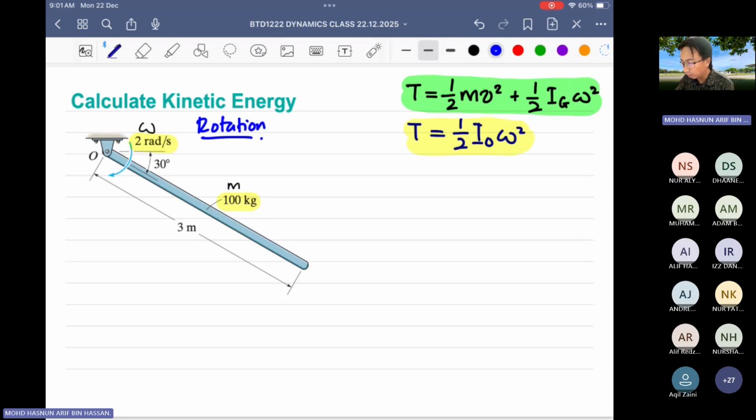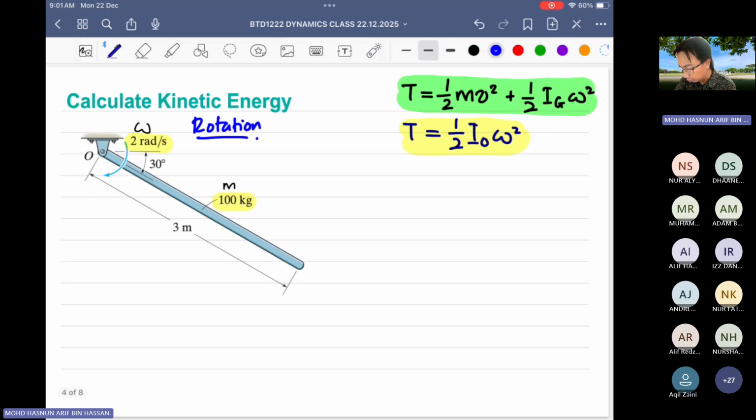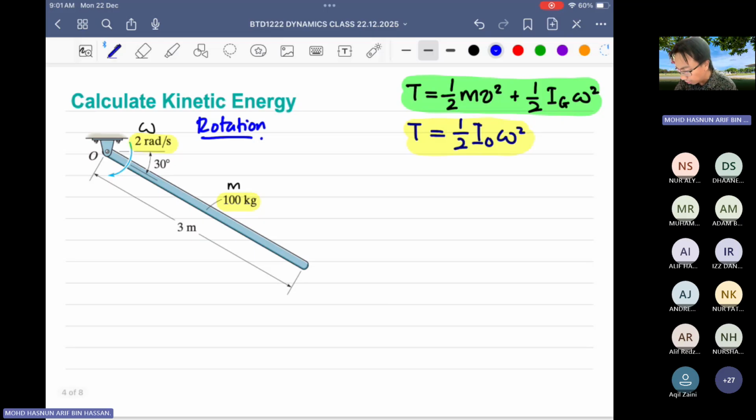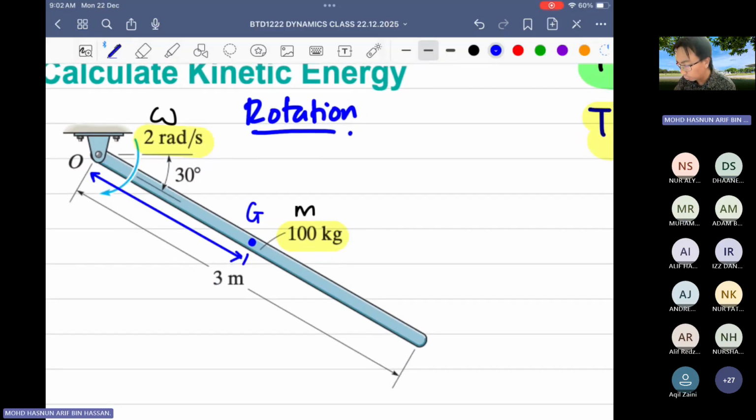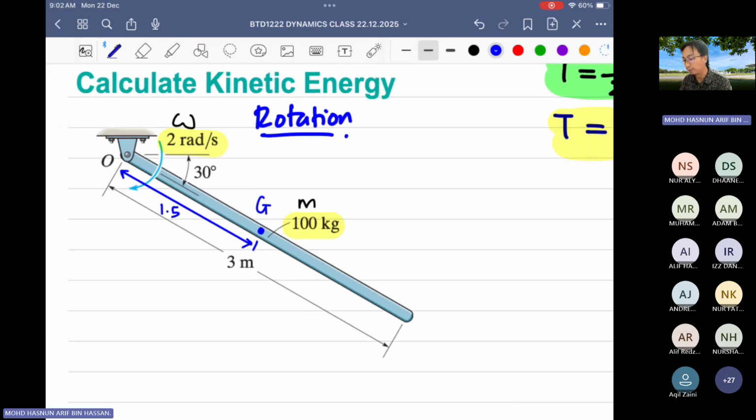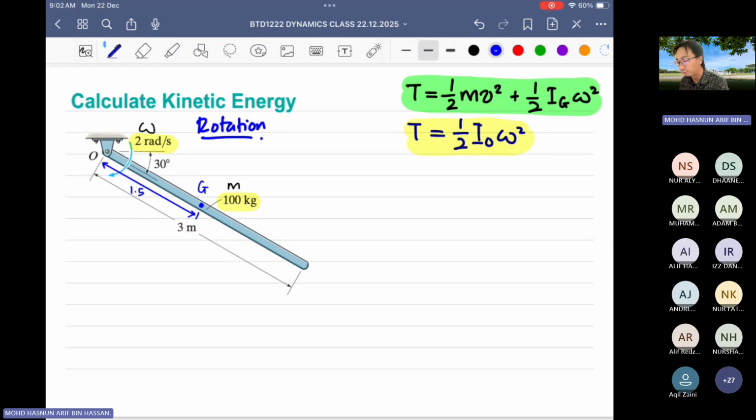We also need to locate the location of point G, which should be in the middle of this rod. Point G is here, and therefore the distance from point G to O. What is the distance from point G to O? This distance is 1.5. If the whole total length is 3, then the distance from G to O should be half of that, 1.5. So we have all the information that we need.